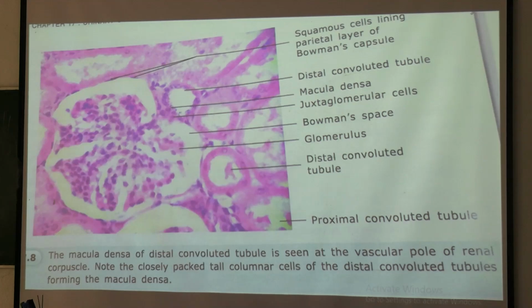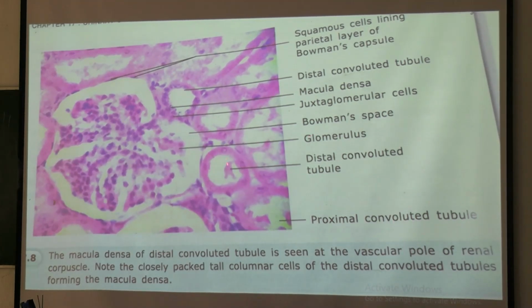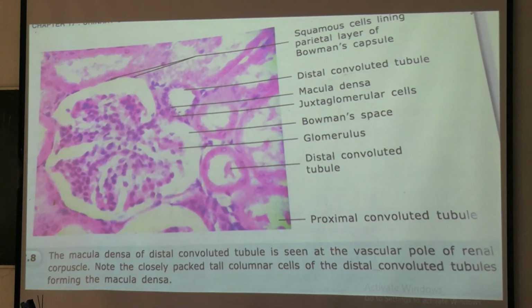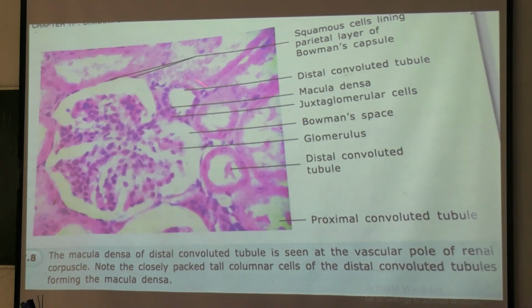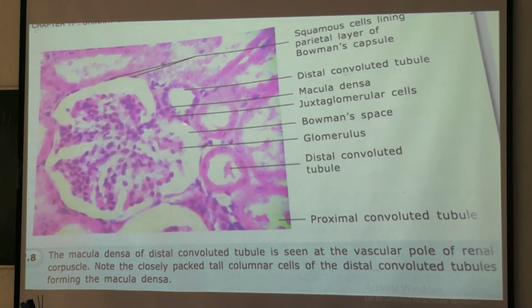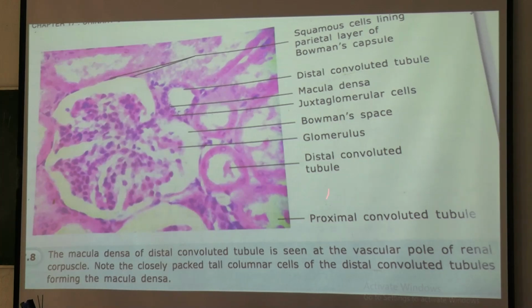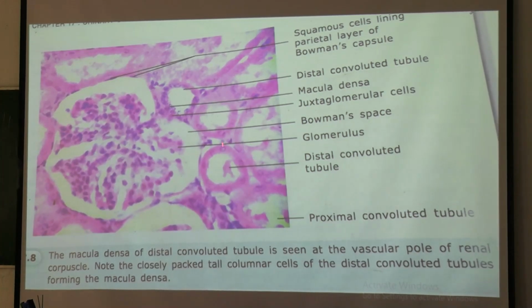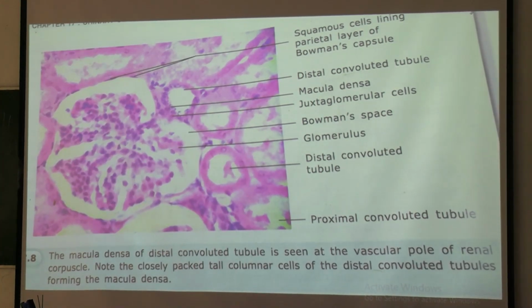So this is an enlarged view: glomerulus, Bowman's space, DCT. Macula densa cells have been shown here, and here squamous cells lining the parietal layer of Bowman's capsule. Juxtaglomerular cells are also shown here, and these are sections of the proximal convoluted tubule, and this is a section of the distal convoluted tubule.